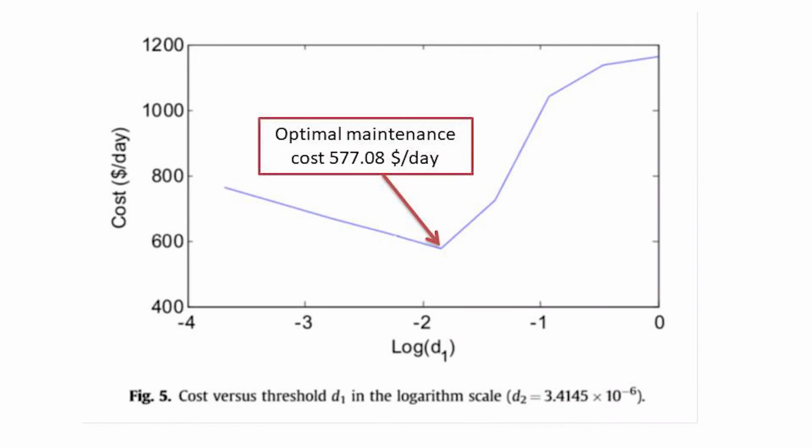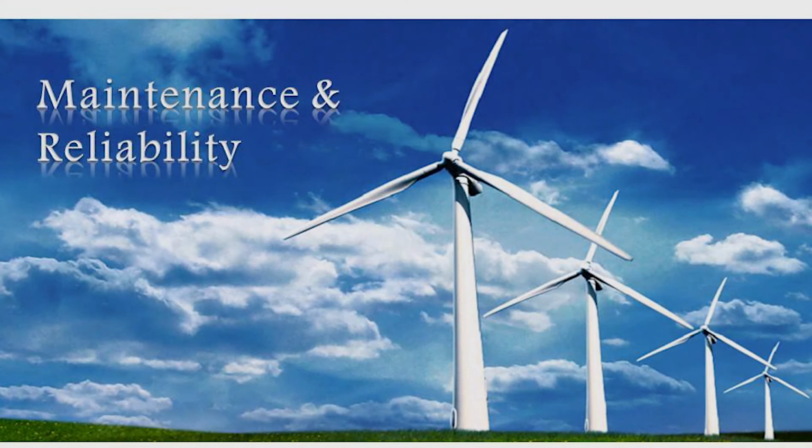The CBM method gives $577.08 per day of optimum maintenance cost, with a cost saving of 44.42% achieved compared to the PM method. Therefore, our proposed maintenance approach is the CBM method to be used together with ANN, the component health prognostic method, which can reduce the overall maintenance cost of our company.